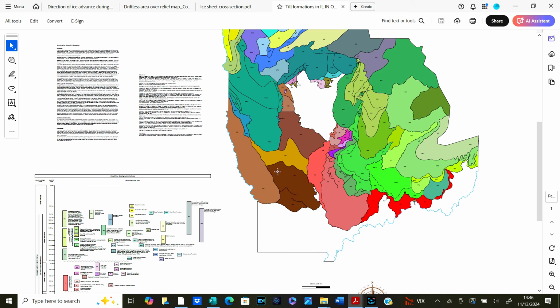Indiana really sucks. Missouri's horrible. And Iowa also sucks. Iowa's real good at this Wisconsin age lobe right here. But when it comes to the pre-Illinoisan stuff, no one's bothered with it. They divided it into a couple formations. I have yet to see a map that delineates it. They don't tell you where the limits are. Nothing. So these are estimates where these borders are.